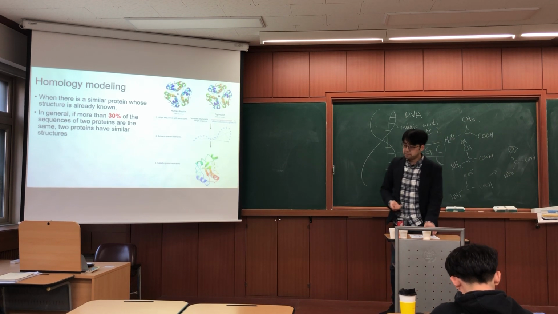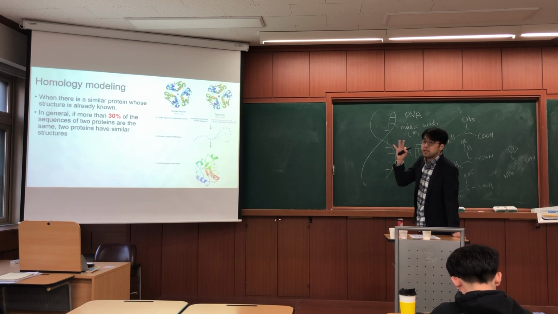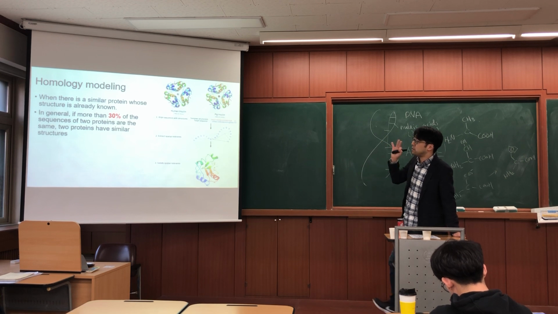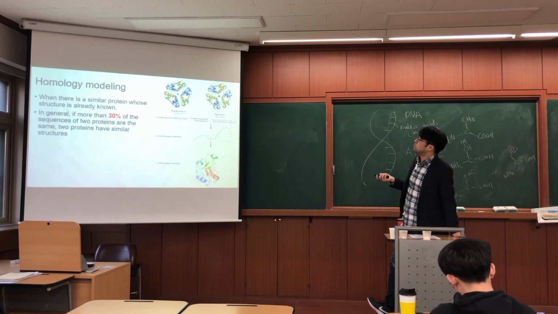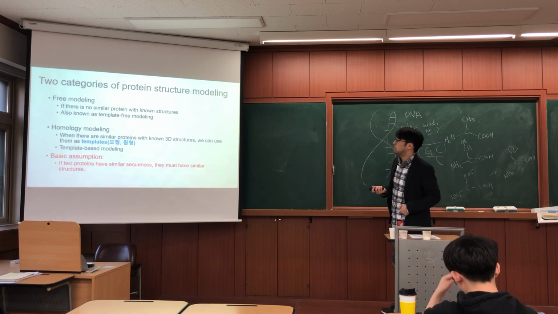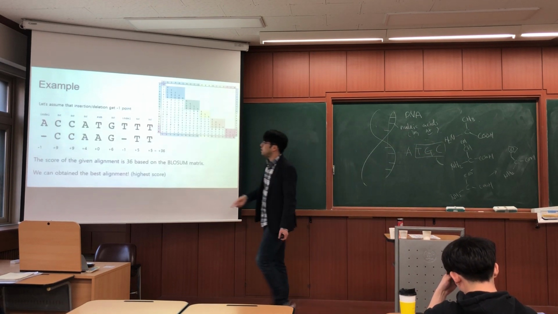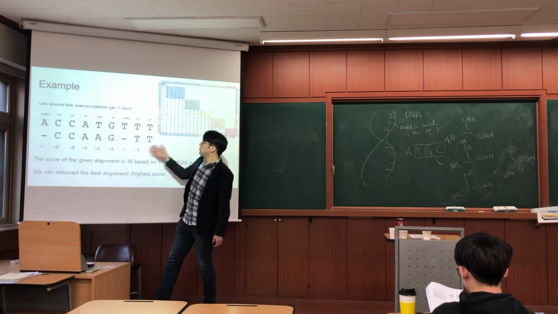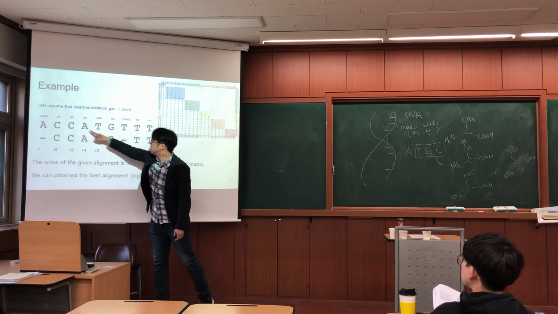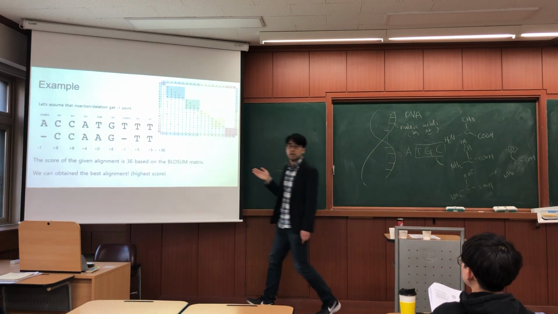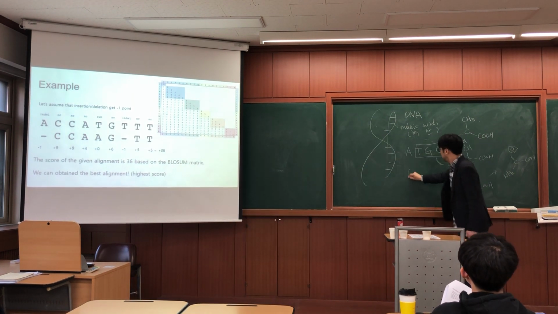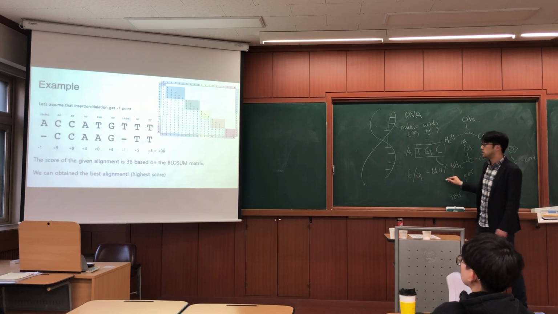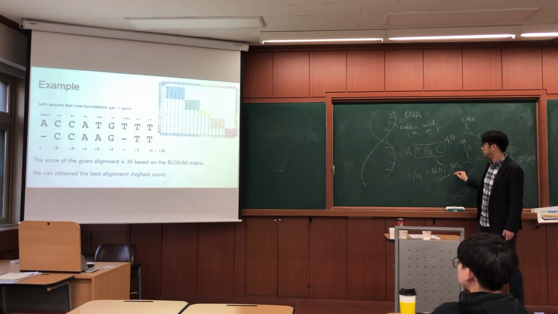In general, when two sequences are aligned, if 30% or more is the same, then their structures are generally very similar. Let's look at the previous example. Here we have 9 positions, and among the 9, 6 positions are the same. So 6 out of 9 means 67% is the same, in that example.